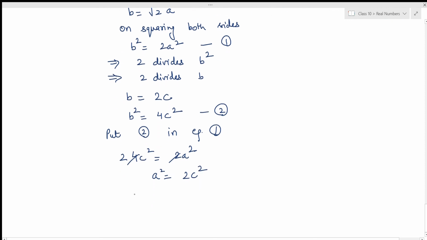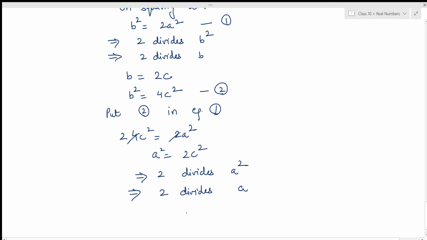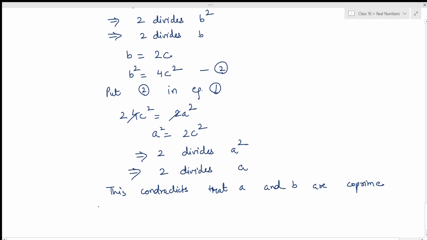This implies that 2 divides a square, and also says that 2 divides a. If 2 divides the square of a number, it will also divide the number. So this contradicts the fact that a and b are co-prime. So hence 1 by root 2 is irrational.